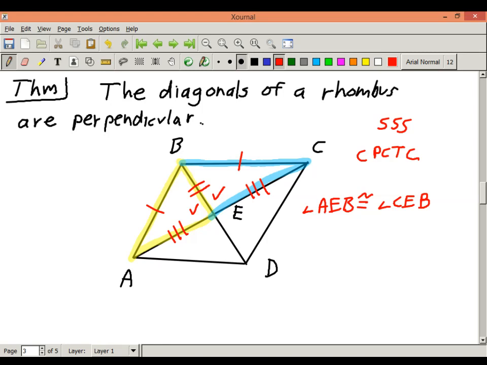Okay, so if those two angles are congruent and they form a linear pair, that means they're supplementary. So if two angles are congruent and supplementary, that means they're congruent and they both add up to 180. So they're 90 each. And so we've just shown that these two angles here have to be right angles. So that means that the diagonals there, BD and AC, are perpendicular.